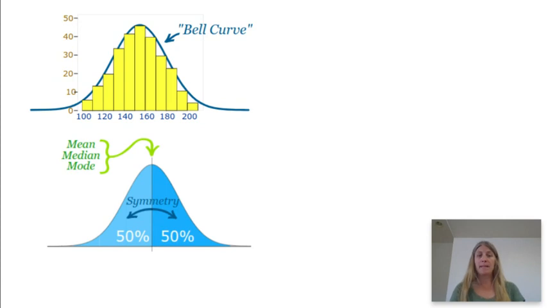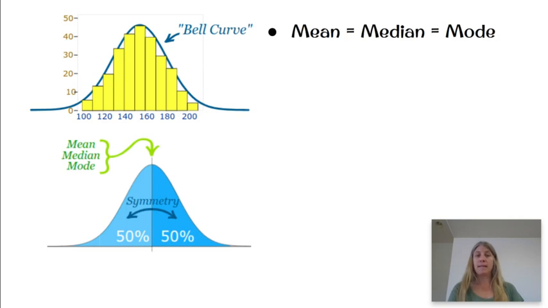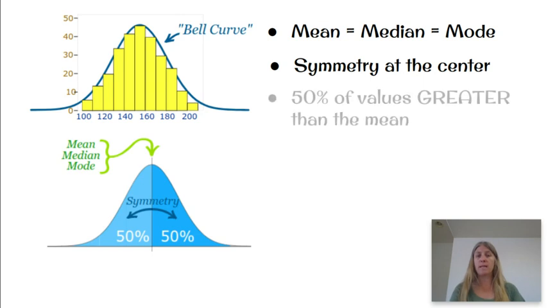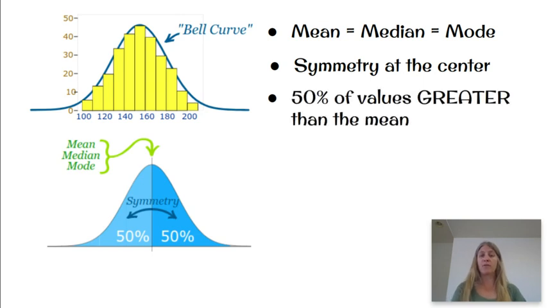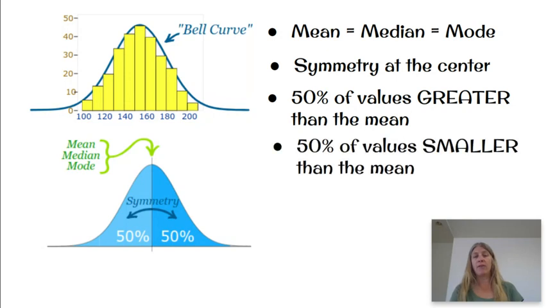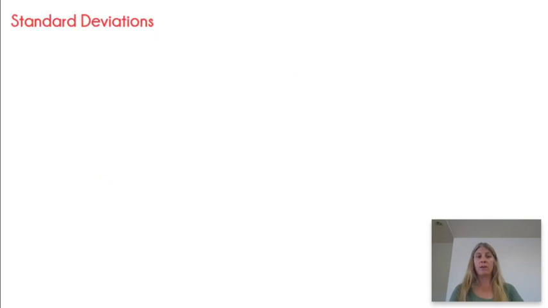Now, what that means is some very specific things for statistics. If we have a normal distribution, that means that the mean, the median, and the mode are all the same, and it's that highest point in the center. And it also has symmetry at the center. Now, symmetry at the center means that half of all the values are greater than the mean and half of all values are smaller than the mean. So that's what we're talking about when we're looking at normal distribution, and we can use the bell curve.